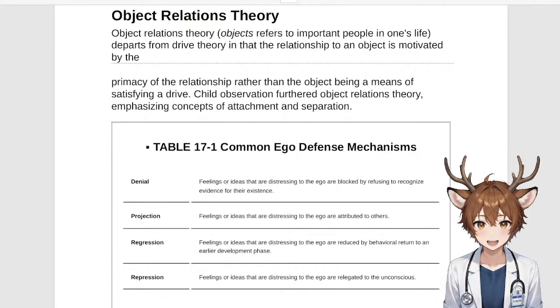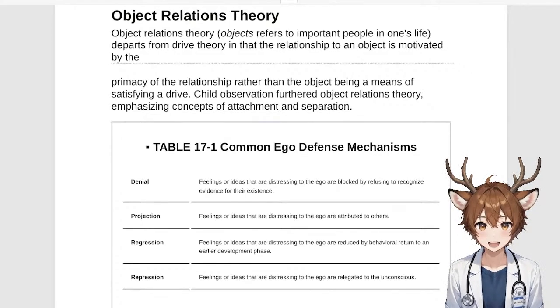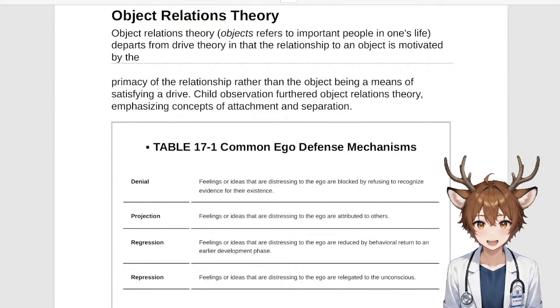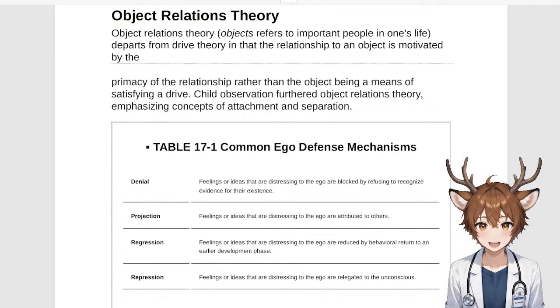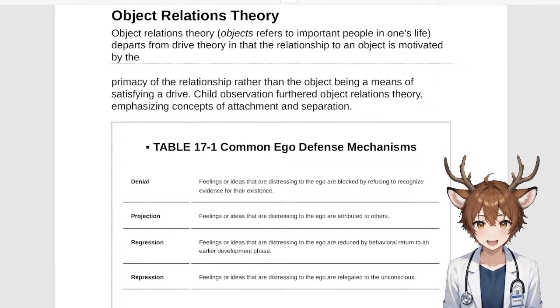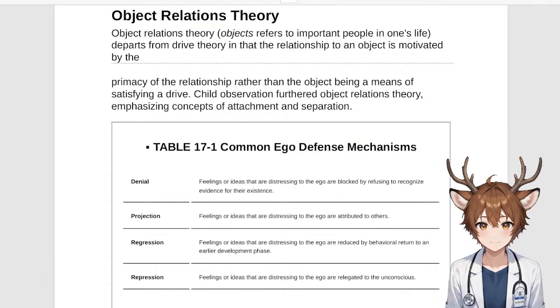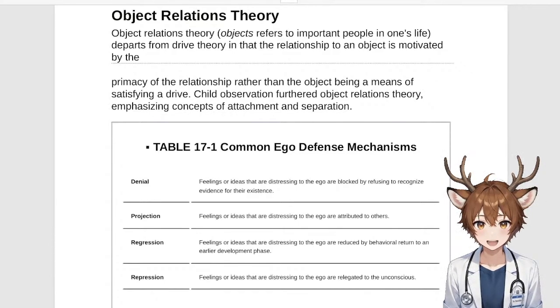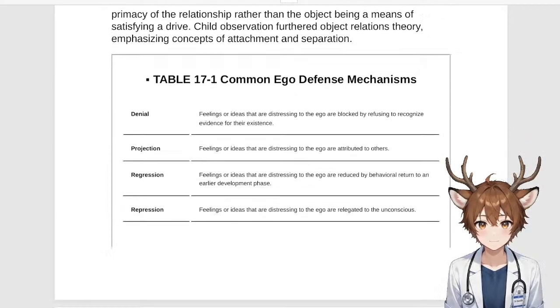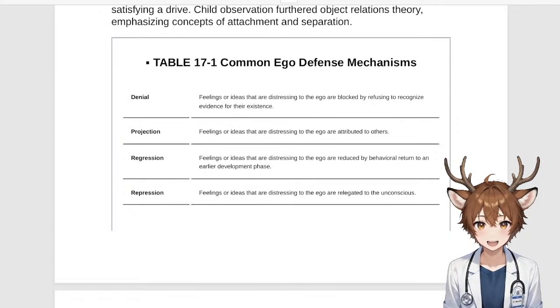Object relations theory. Object relations theory, where objects refer to the important people in one's life, departs from drive theory in that the relationship to an object is motivated by the primacy of the relationship rather than the object being a means of satisfying a drive. Child observation furthered object relations theory, emphasizing concepts of attachment and separation. Table 17.1, common ego defense mechanisms.